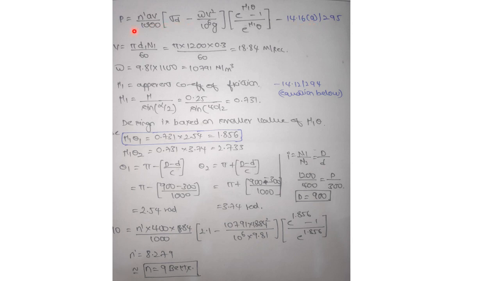Okay, so we shall see what all we have and what all we don't have. We have P, which is given. We have area, which is given. Number of belts we need to calculate anyhow. So V is the velocity you can calculate here, pi d1 n1 by 60, pi into 1200 into 0.3 divided by 60, it is 18.84 meters per second.